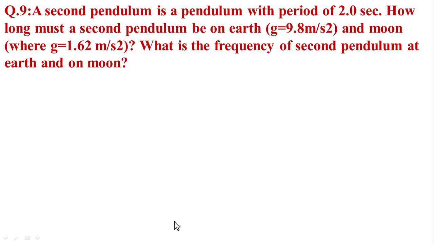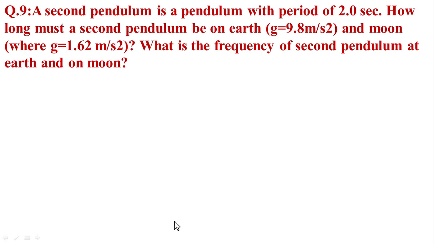Now we have question number 9. A second pendulum has a time period of 2 seconds. How long must a pendulum be on Earth, where g is equal to 9.8 meter per second square, and on the Moon, where g is equal to 1.62 meter per second square? What is the frequency of the second pendulum on the Earth and on the Moon?